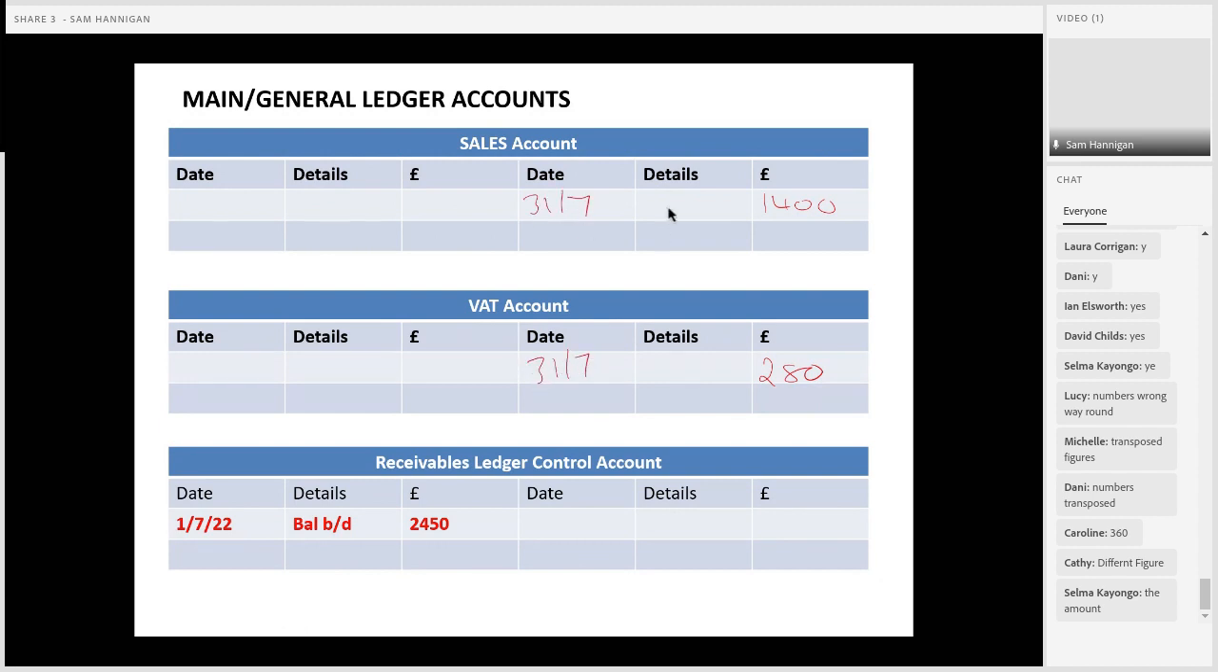31st of the 7th, cash book. Okay. So your sales now balance, because you debited the cash book, credited sales, credited VAT. And then we're going to enter into the receivables ledger.